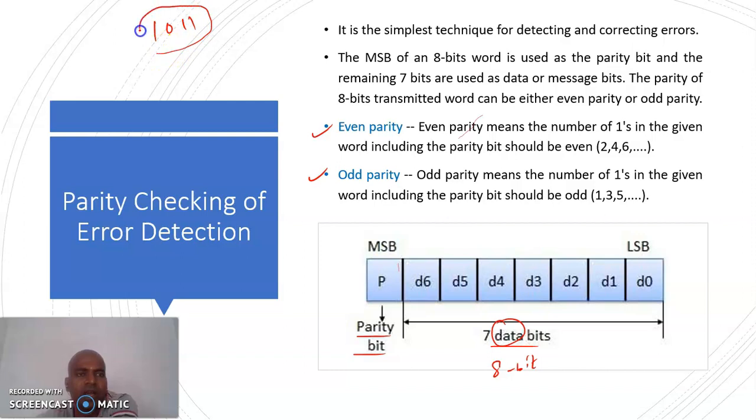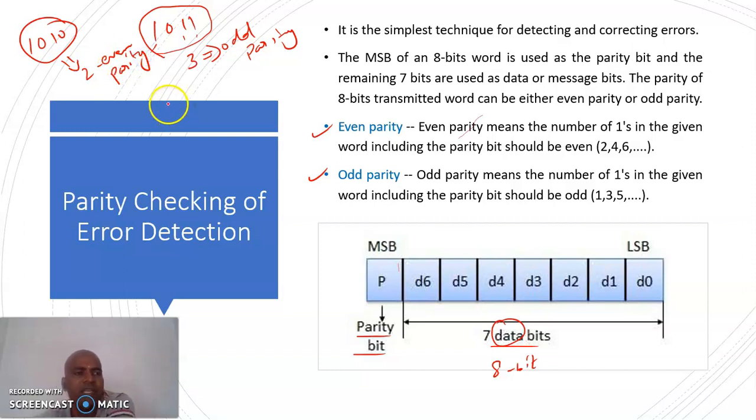In this data, let's count the number of ones: 1, 1, 1. So there are 3 ones in total. Now 3 is an odd number, so the parity is odd parity. Now have a look at the data 1010. Here the number of ones is 2, which is an even number, so the parity is even parity. In this manner we identify whether the given parity is even or odd. Just count the number of ones present in the data.